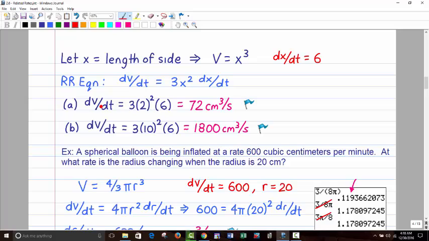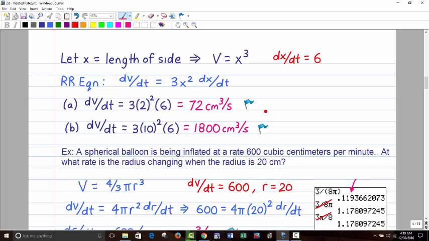So we plug it in here, and we're looking for dV/dt. You're not always solving for what's on the left side. You'll see an example of that in a minute. Keep that in mind. Don't automatically solve for the left. We could have been solving for dx/dt, depending on what we were given. But we weren't in this case. So put in 2 for x, 6 for dx/dt.